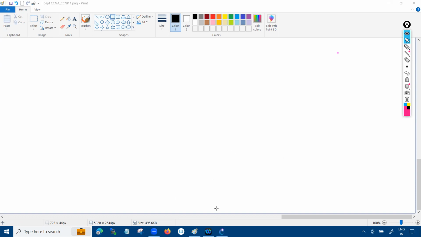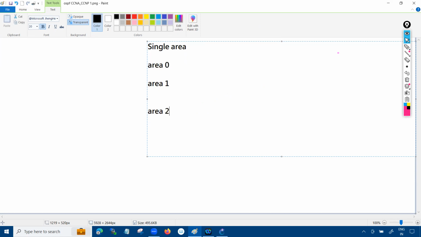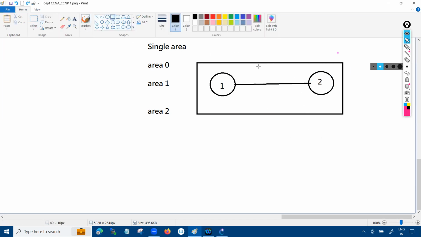Now, the third type of LSA that we have. Before I introduce the third type of LSA, guys, please pay attention. You have a single area concept, right? In a single area, you can make it area 0, area 1, or area 2, anything. For example, we have router number 1 and router number 2. I can make router 1 and router 2 part of one area. Either I can make this area 0, area 1, or area 2. It's totally up to you.